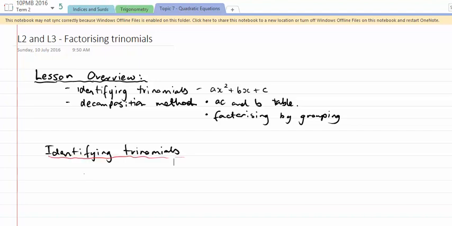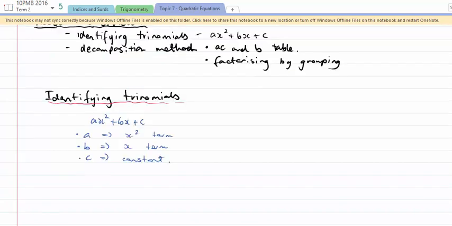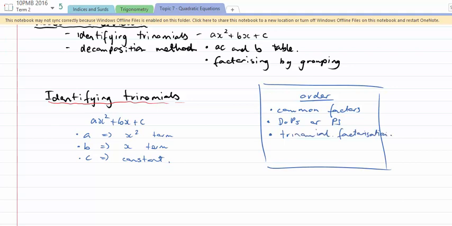Okay, so a trinomial is a quadratic in the form ax squared plus bx plus c, where a is the coefficient of the x squared term, b is the coefficient of the linear term, and c is simply the constant. Now, when we go back to our order, after we've taken out common factors, if they exist, and we look to apply our difference of perfect squares or perfect square, then the next step is to check to see if it's a trinomial. And we'll be using the decomposition method that we'll be going through now.